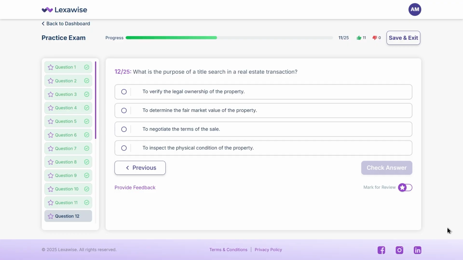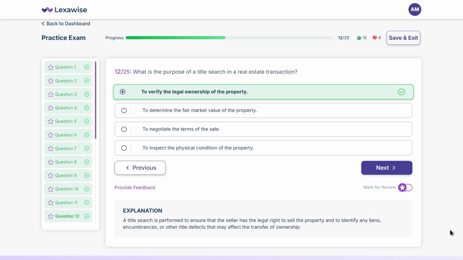The correct answer is A. To verify the legal ownership of the property. A title search confirms ownership and checks for liens or legal claims before closing.